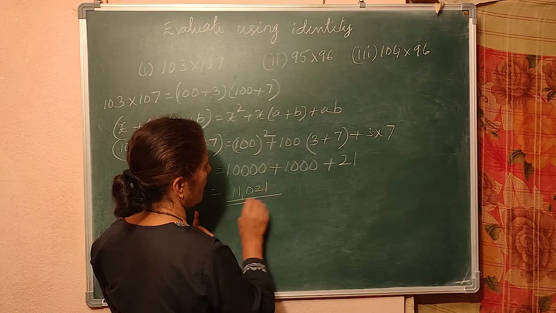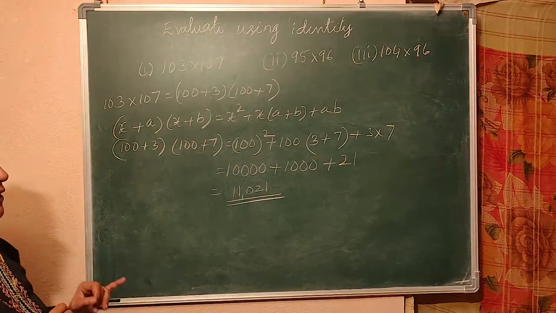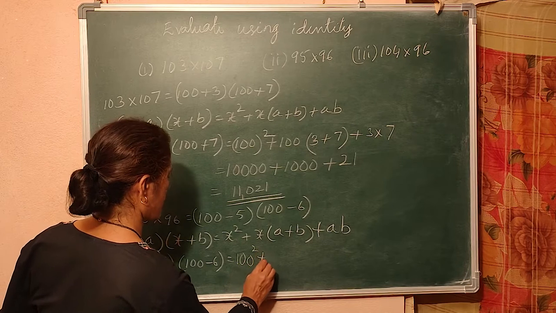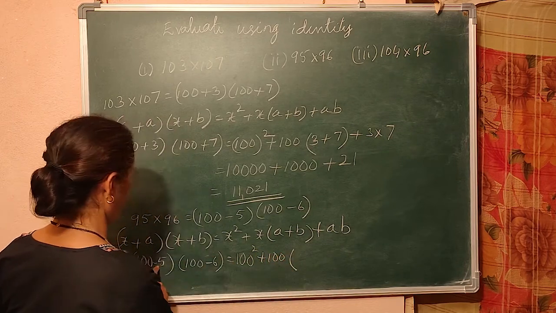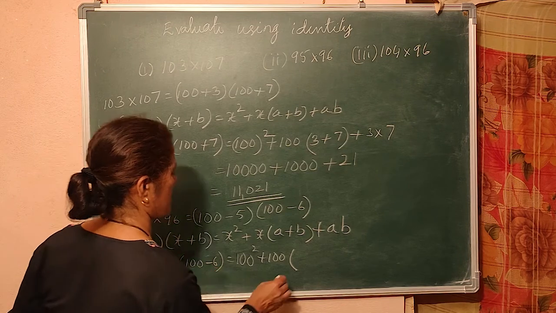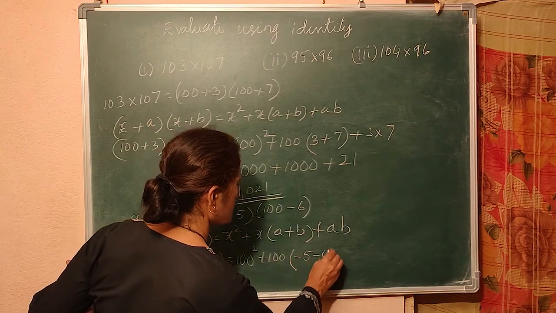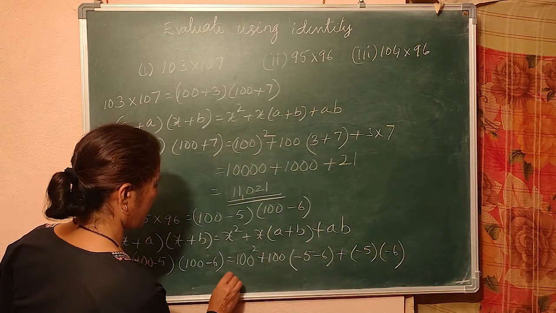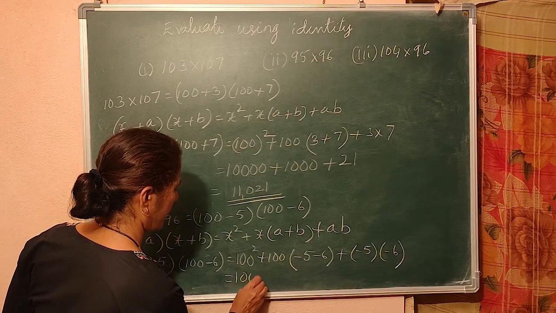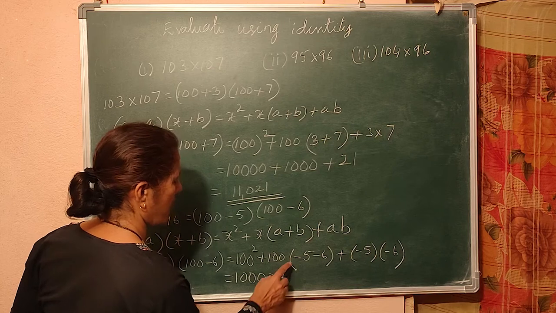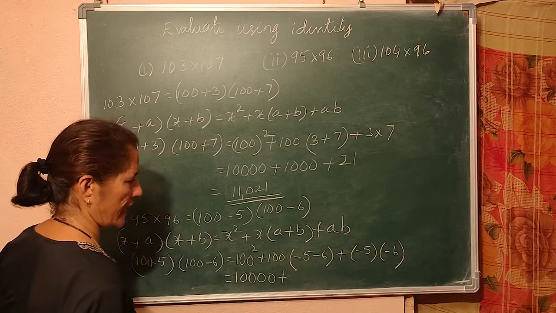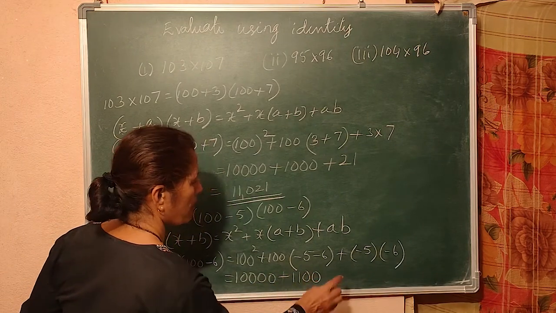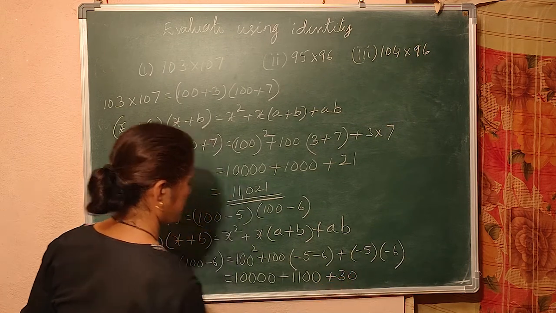11,021. This is your final answer of this. 103 into 107: 100 square plus 100 into, in the place of b minus 5, in the place of b minus 6. Minus 5 minus 6 plus minus 5 into minus 6. So instead of 100, what do you have to write down? 100, 2 zeros, 4 zeros plus minus 5 minus 6 minus 7. Minus 7 into 100 is minus 1100 plus 5, 6, 30.